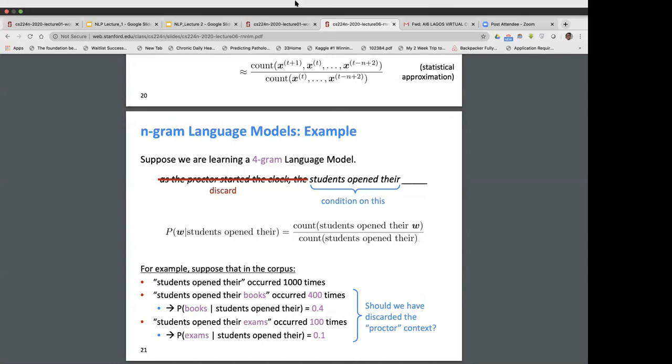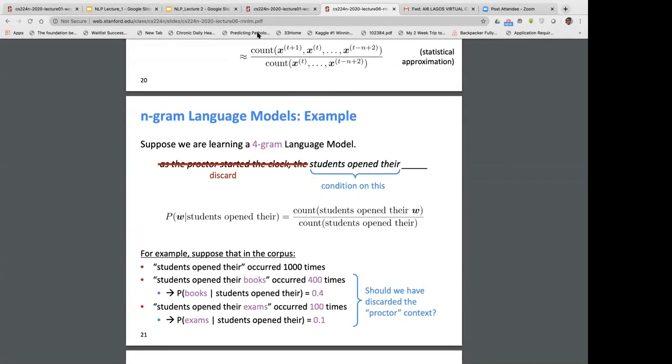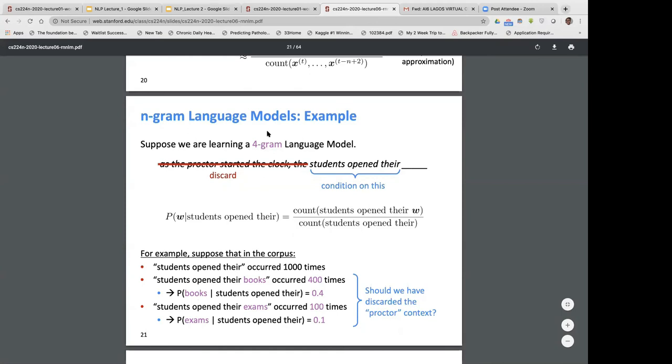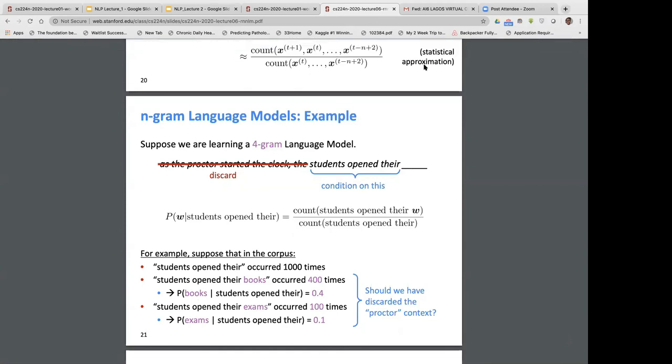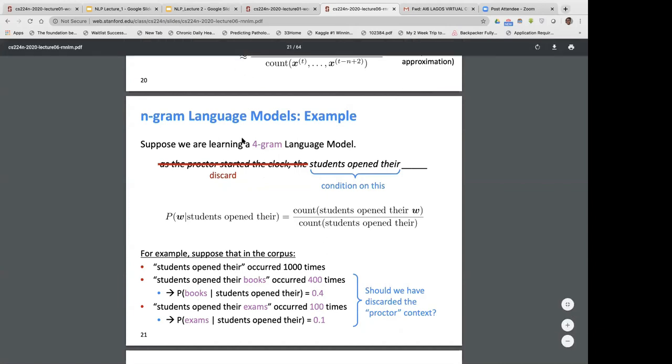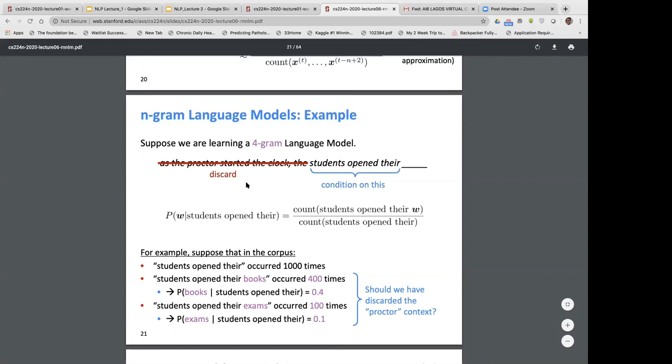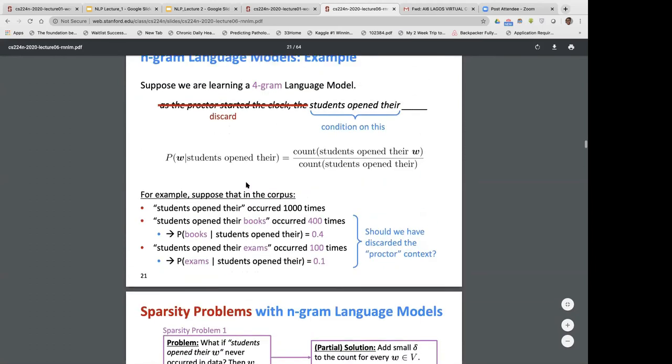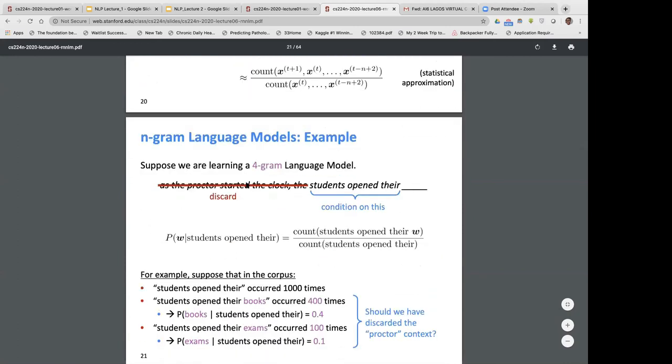Please, if you're not talking, can you just mute yourself, so that we don't have noise. Yeah, okay, I'm listening. I said because it gives them the n-gram context. Like, why are the students opening their books? So it gives the whole statement more context, like it gives "students opened their" more context. Yes, adding more context. Right.